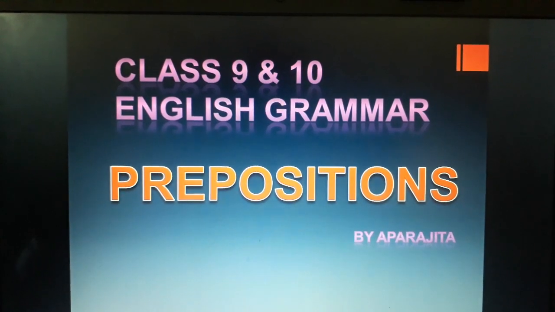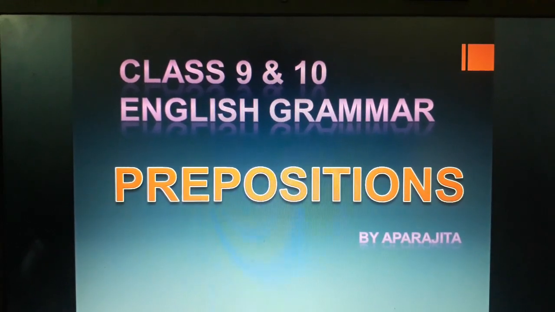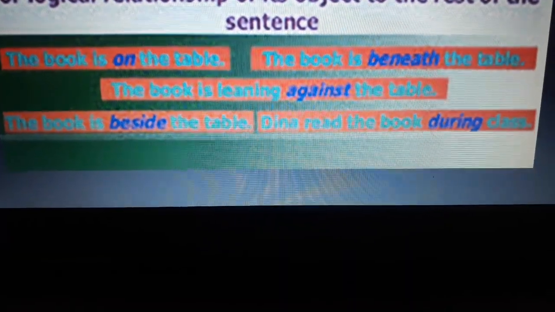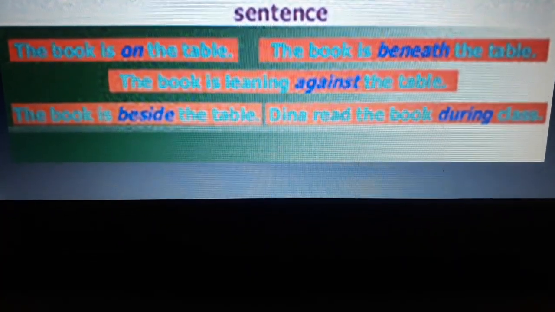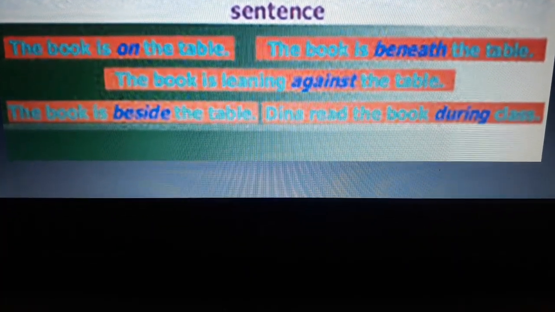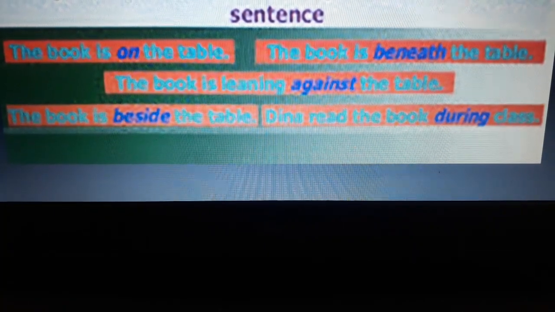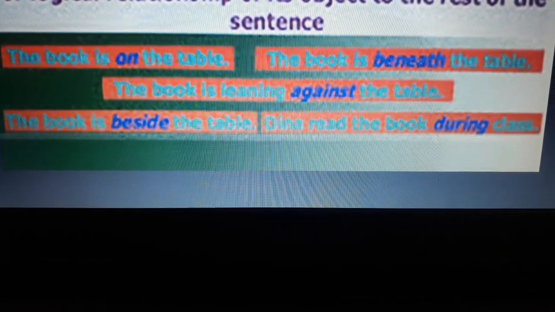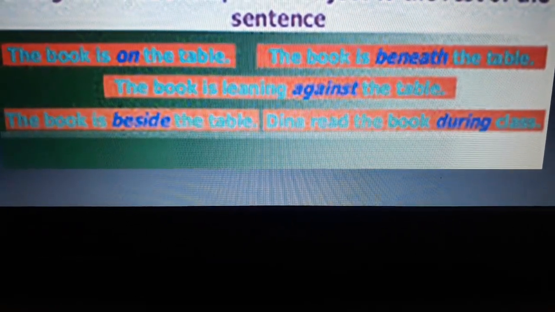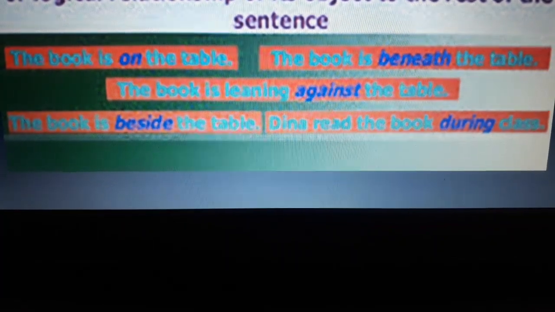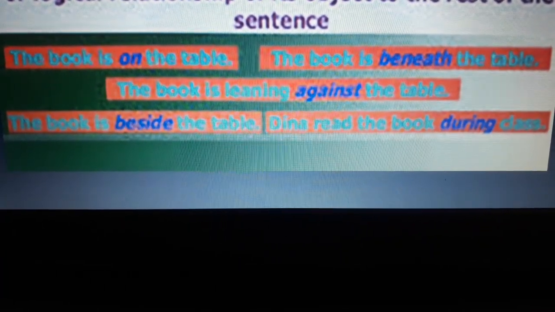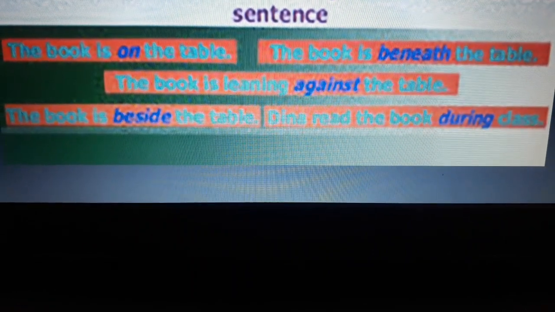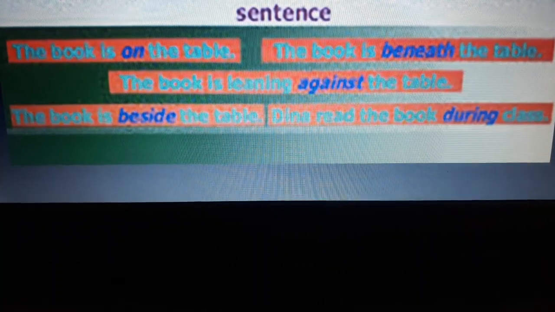The topic that we are going to take up today is class 9 and 10 English grammar topic prepositions. Let's have a look at these sentences. The book is on the table. The book is beneath the table. The book is leaning against the table. The book is beside the table. Dina read the book during class. And you can have a look at the highlighted words: on, beneath, against, beside and during.